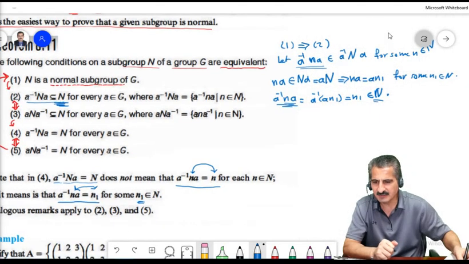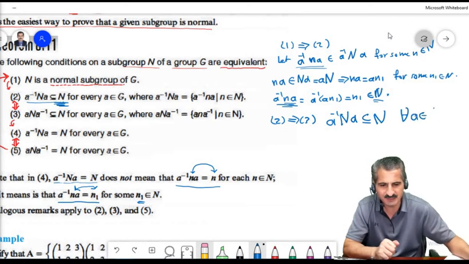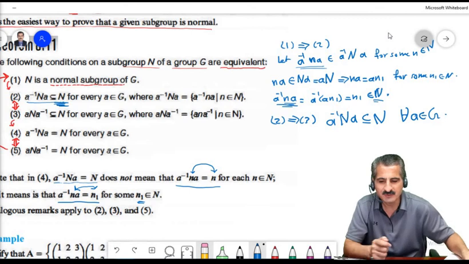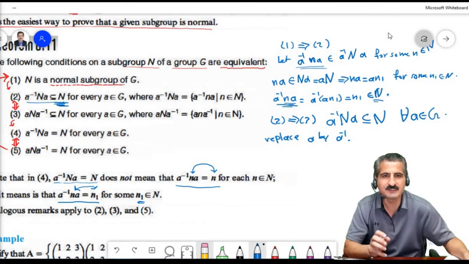Okay, we will go from 2 to 3, but 2 says that A inverse capital N A is contained in N, and this is for every A in the group, for every element in the group. So we will replace A by A inverse, right? Because in place of A we can use any element of the group.